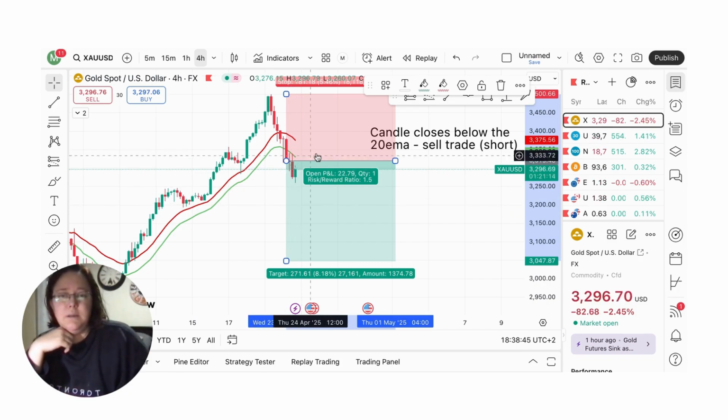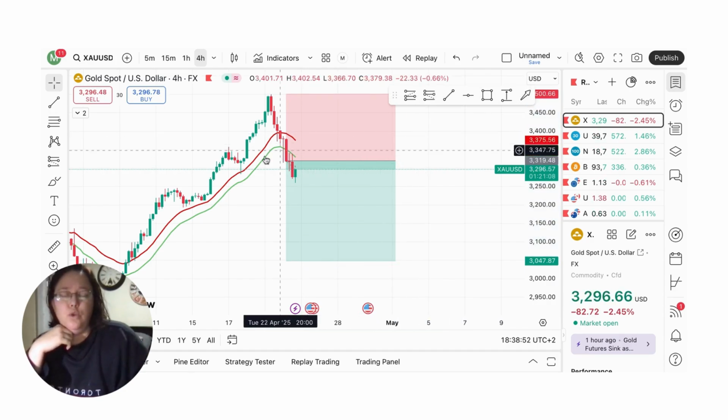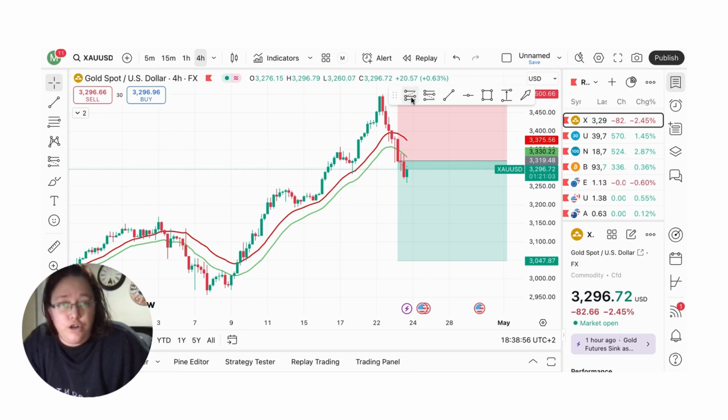Okay, so these are the parameters for the trade. Then I will take a 1 to 1.5 risk. Now, these are the parameters for a short or a sell trade. Now, let's look at the buy trade or the long trade that I took.